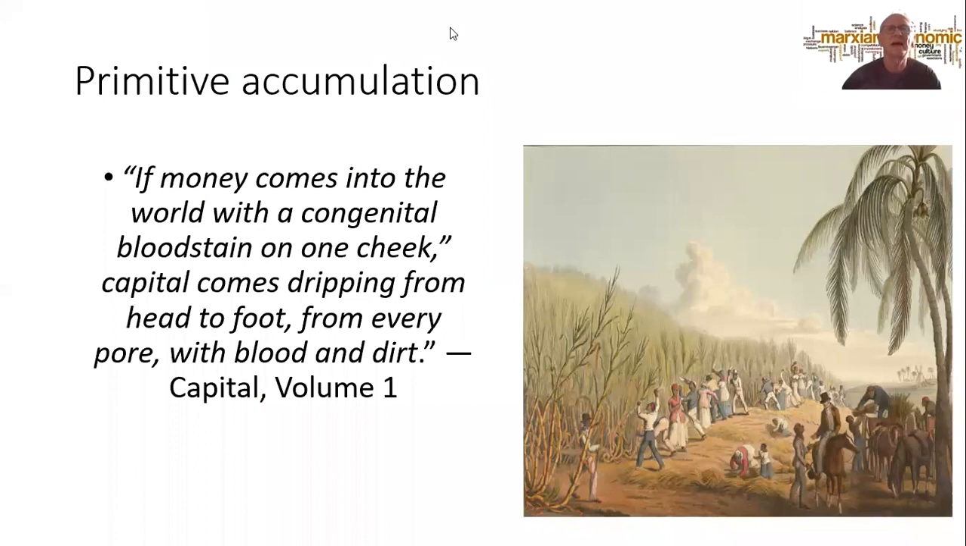And what Marx says at the end of Capital, actually, is what he called primitive accumulation. So if money comes into the world with a blood stain on one cheek, he says, capital comes in dripping from head to foot, from every pore with blood and dirt. It comes from the exploitation of what we now call the global south or the third world. It comes from other means of removing the property in the hands of other individuals, particularly the peasantry and the agricultural basis of society. And that's just sheer robbery and piracy.